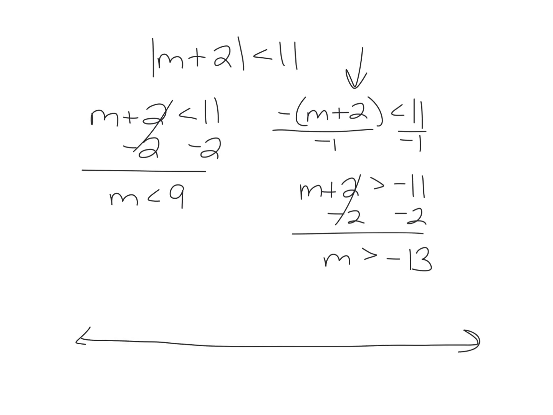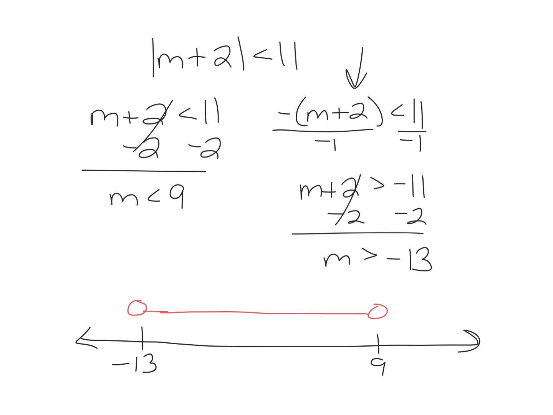Graph them. Okay, I'm going to put negative 13 over here, put 9 over here. Open or closed dot on 9. Where is it going? To the left. Open or closed on negative 13? Open, going to the right. What kind of statement is that? And or or? And. Why is it and? Because they intersect. Yep. That's it.